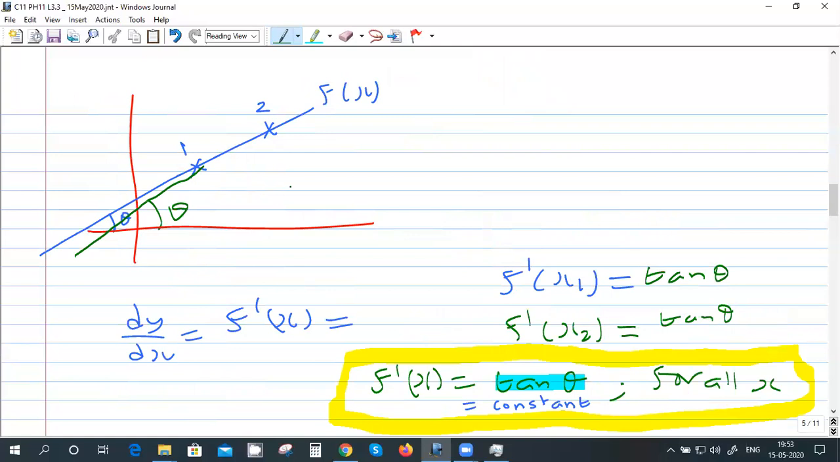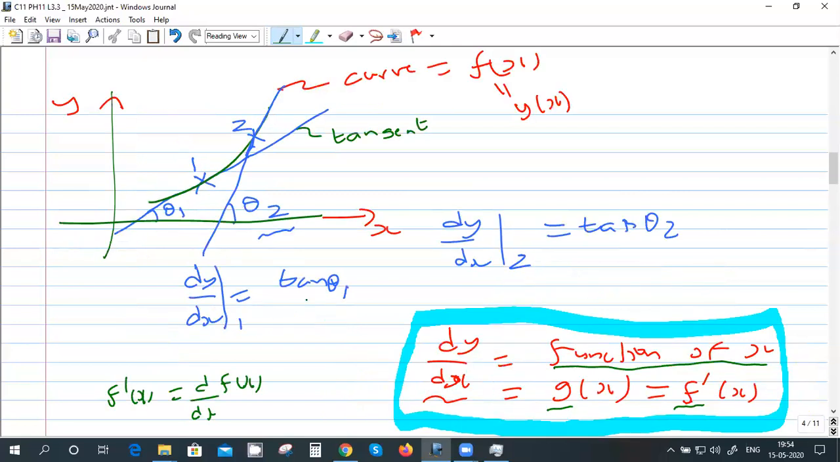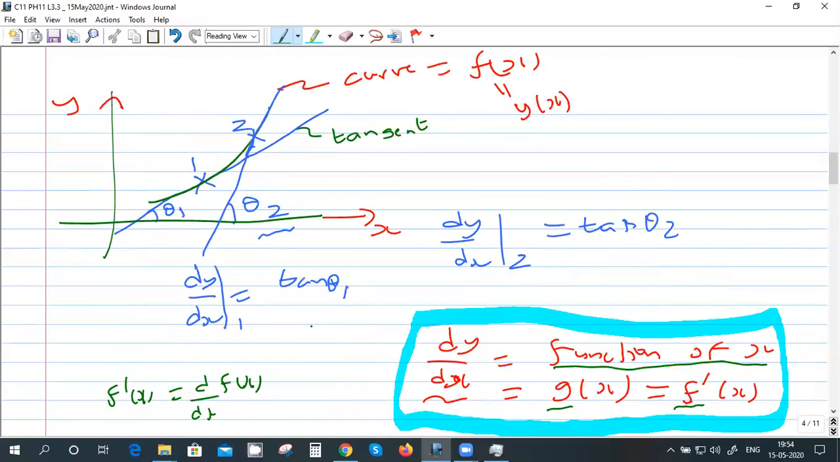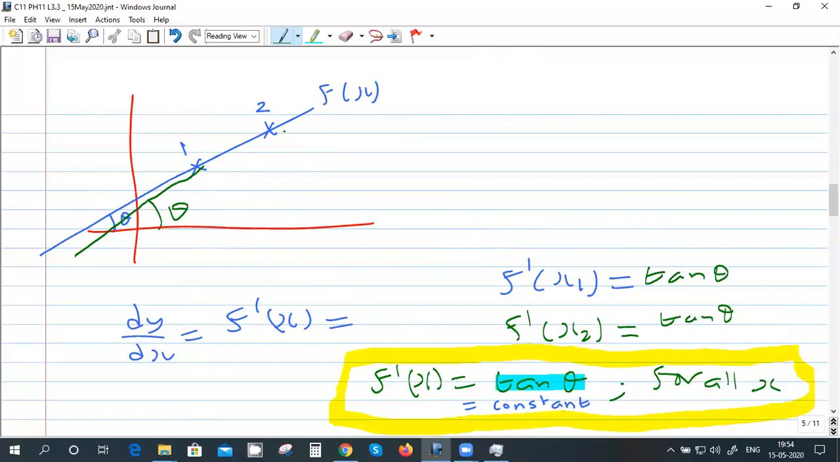Now this is another function f of x, which is a straight line. Here I'm putting two points, 1 and 2. What is f dash at x1? It is the slope of the tangent at point 1, right? f dash of x is the slope of the tangent. But if it is a straight line, then shouldn't the tangent be equal to the slope of the line? So f dash at x1 is tan theta, and f dash at x2 is also tan theta. So it is constant from point to point.